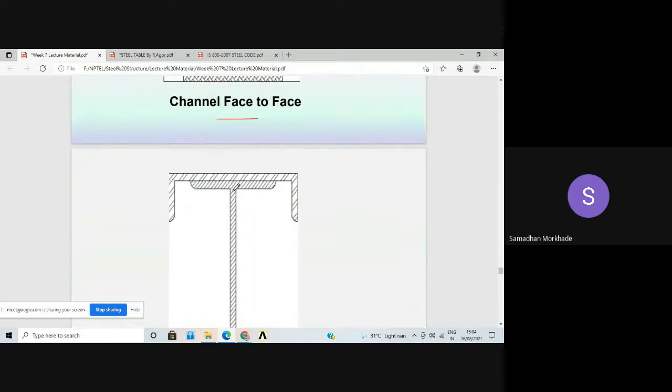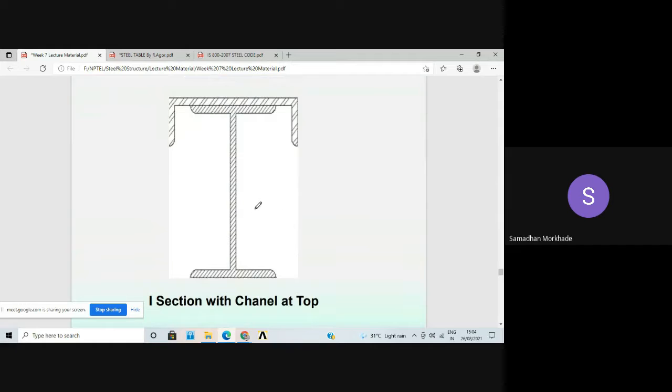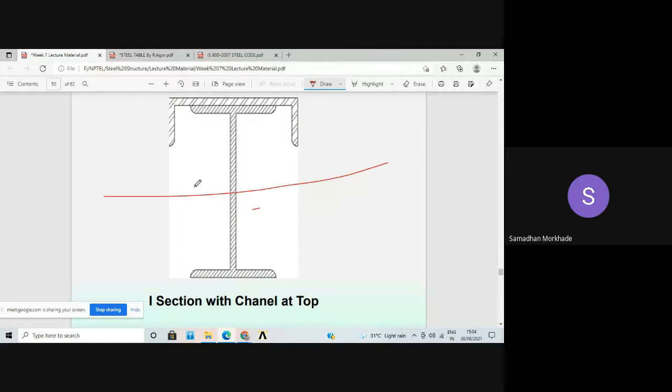That is very important. Then this is the I section with a channel placed like this. Sometimes there is a requirement of a very high moment of inertia in the compression flange, in the compression zone.